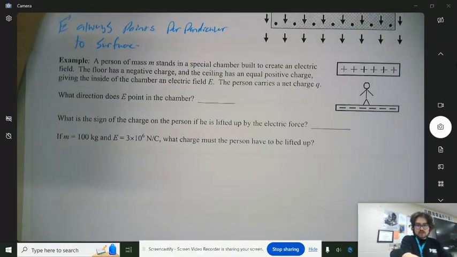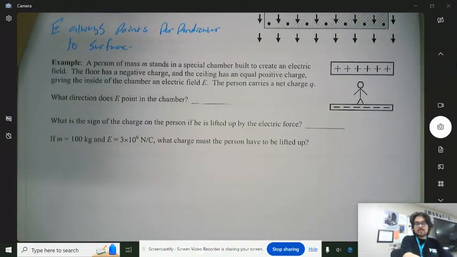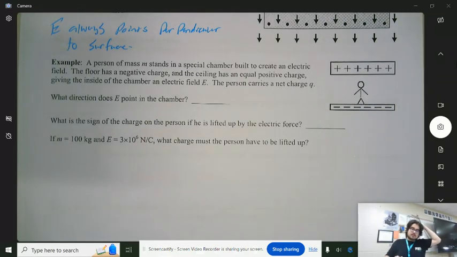Okay, a person of mass m stands in a special chamber built to create an electric field. The floor has negative charge, ceiling has positive charge, giving the inside of the chamber electric field E. Person carries a net charge Q. So the person is charged. What direction does E point in the chamber?